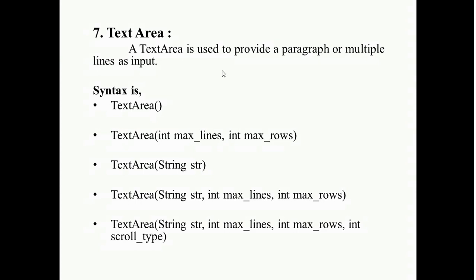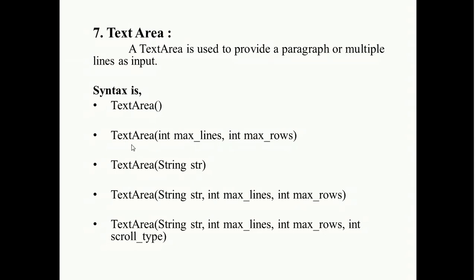Now see the syntax of the text area. These five are the syntax or constructors of the text area. Let us see the first one, text area having no parameter. This constructor creates a text area without any initial string in the text area. The second constructor is text area having two parameters, first int max line and int max row. This second constructor creates a text area specifying the maximum number of lines and the maximum number of characters in each line.